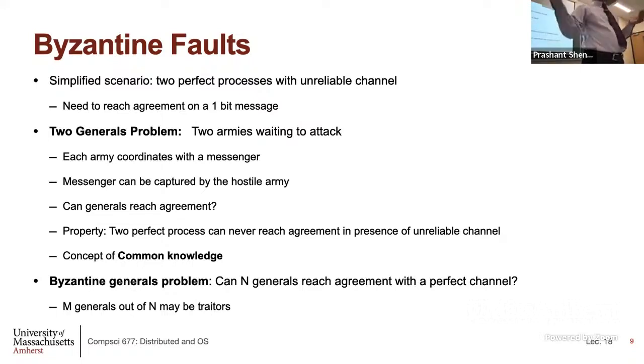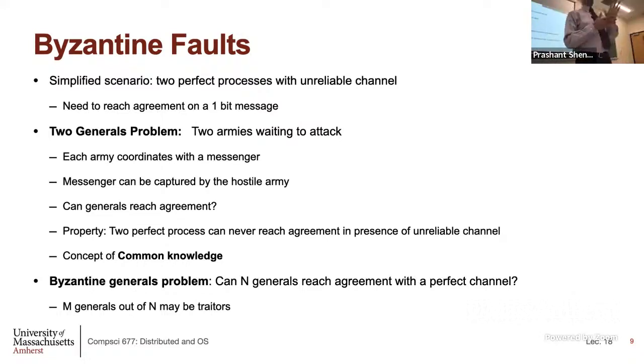Otherwise, if the message was not received and you launch the attack, then the other army is not going to launch the attack, right? So then your coordination didn't work. So you have to wait for an acknowledgement to come back so that you know the message was successfully received. When the ack is successfully received, what you know is that the message went there and came back and you got an ack. So you know the other party knows. So you can launch the attack, but the other party does not know whether you got the ack. So they can't launch the attack, because if the ack was not delivered and they launched the attack, then the other party won't. So you can reason this recursively, and you will see you'll never reach agreement.